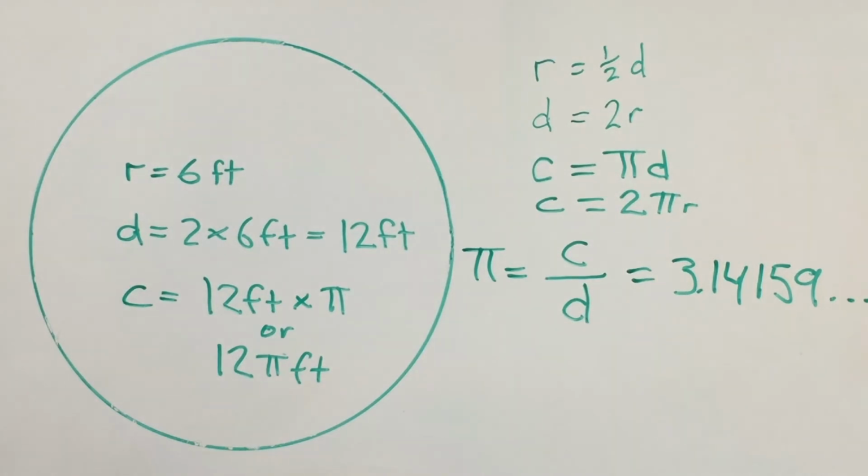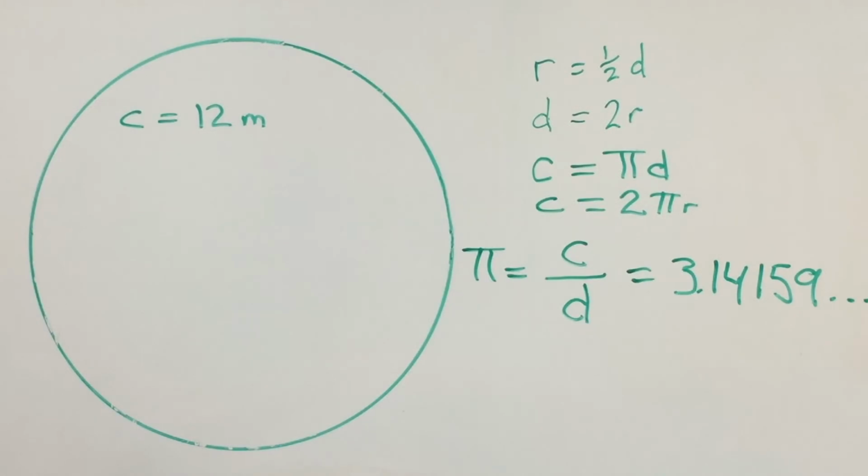Notice that we could have calculated the circumference from the radius as well. Since the circumference is equal to 2 times pi times the radius, and the radius is 6 feet, we still arrive at 12 feet times pi as the measure of the circumference.